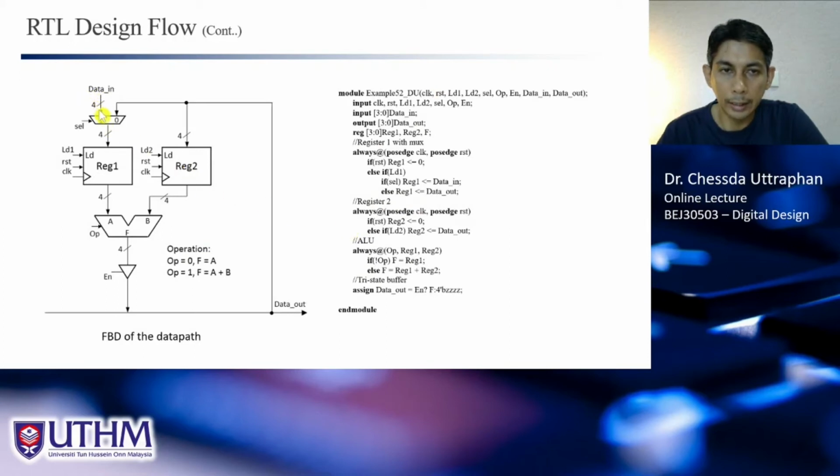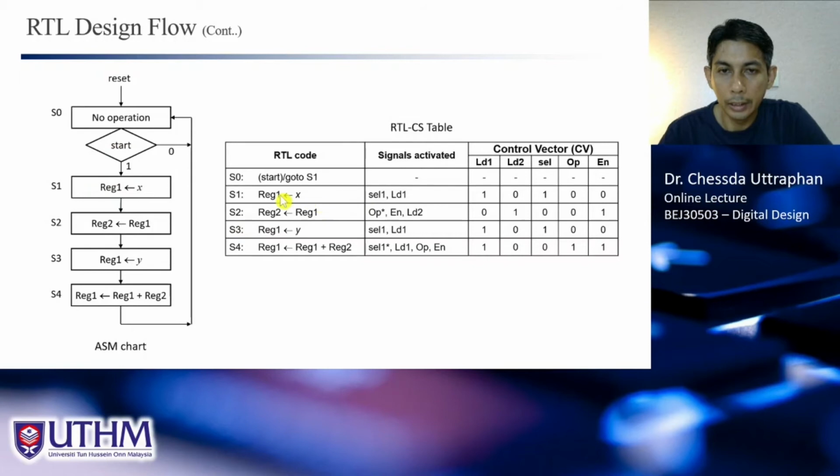So how to activate the correct signals? Now we need to imagine that this is our X, and we want this X to go to this REG1. So how to do that? Of course, for this multiplexer, we need to select SEL1 set to 1 such that this X will be available here. And to load the data X into rack 1 here, of course we need to activate this LD1. So that's why in S1 the signals that need to be activated must be SEL1 and LD1. So in this case, LD1 equals 1, SEL1 equals 1, others we set to 0.